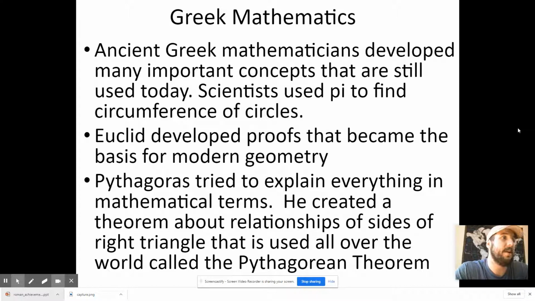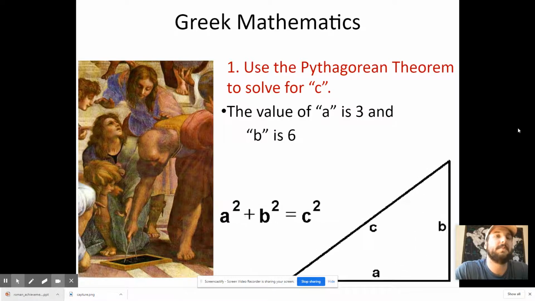He created a theorem about the relationships of the sides of the right triangle that is used all over the world, and this is called the Pythagorean theorem. And you should have done the Pythagorean theorem in your math class before.